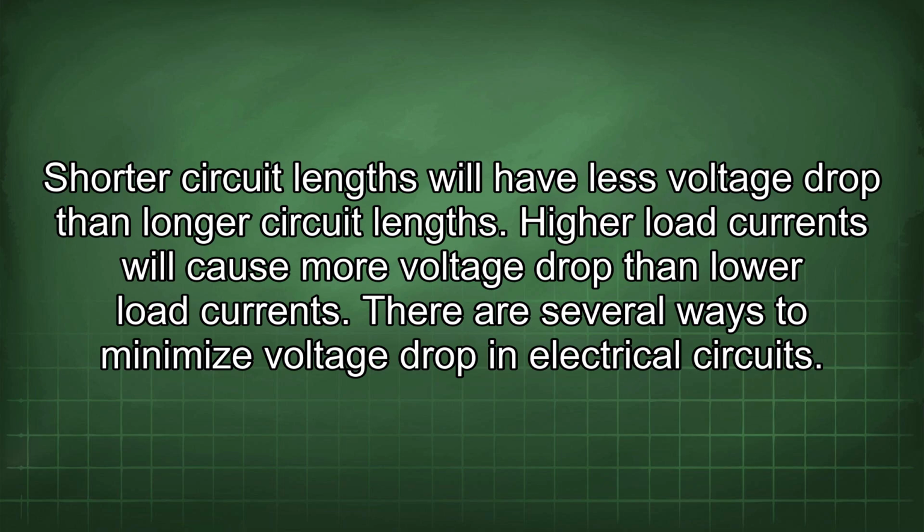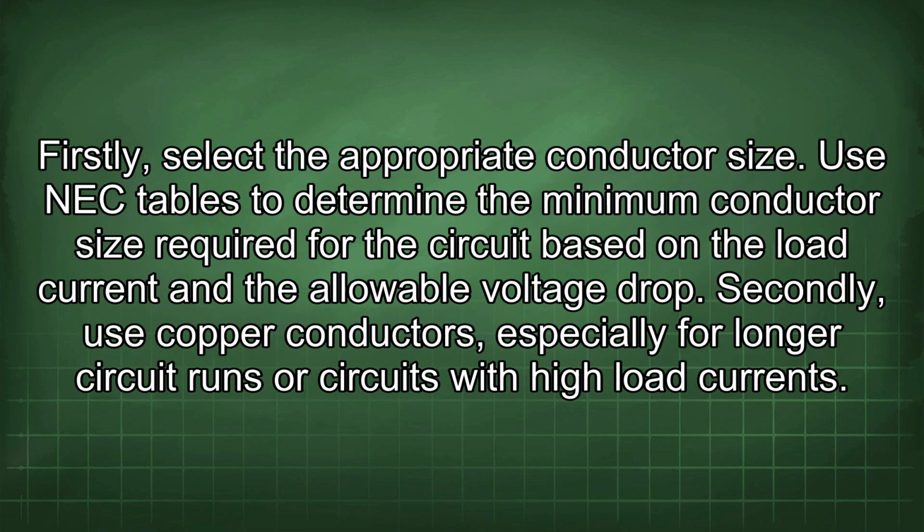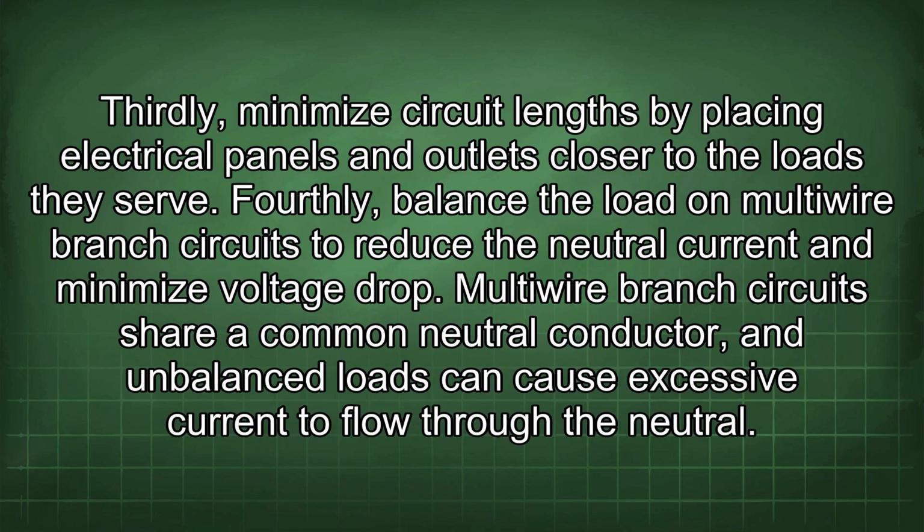There are several ways to minimize voltage drop in electrical circuits. Firstly, select the appropriate conductor size. Use NEC tables to determine the minimum conductor size required for the circuit based on the load current and the allowable voltage drop. Secondly, use copper conductors, especially for longer circuit runs or circuits with high load currents. Thirdly, minimize circuit lengths by placing electrical panels and outlets closer to the loads they serve.